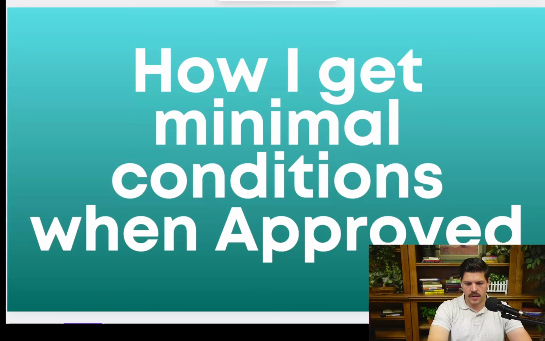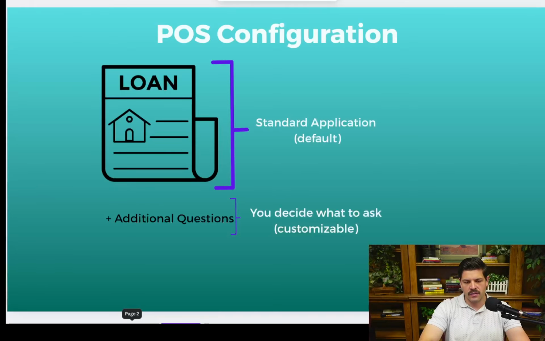I want to show you how I use the client needs rules and the POS app configuration, and explain how I do that to minimize the number of conditions my borrowers get, and also how we get really clean and quick pre-approvals through this. I do have a video on my frequently asked questions that goes over this, but I just want to review it real quick.